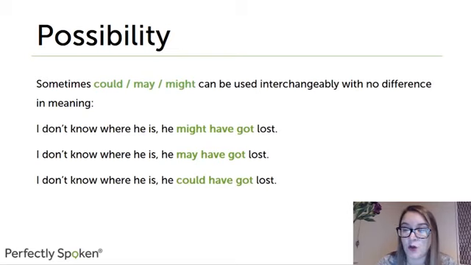If you look at the example, I don't know where he is, he might have got lost. I don't know where he is. He may have got lost. I don't know where he is. He could have got lost. In each of these examples, you're expressing the possibility that we're not sure, but the possibility is he is lost.